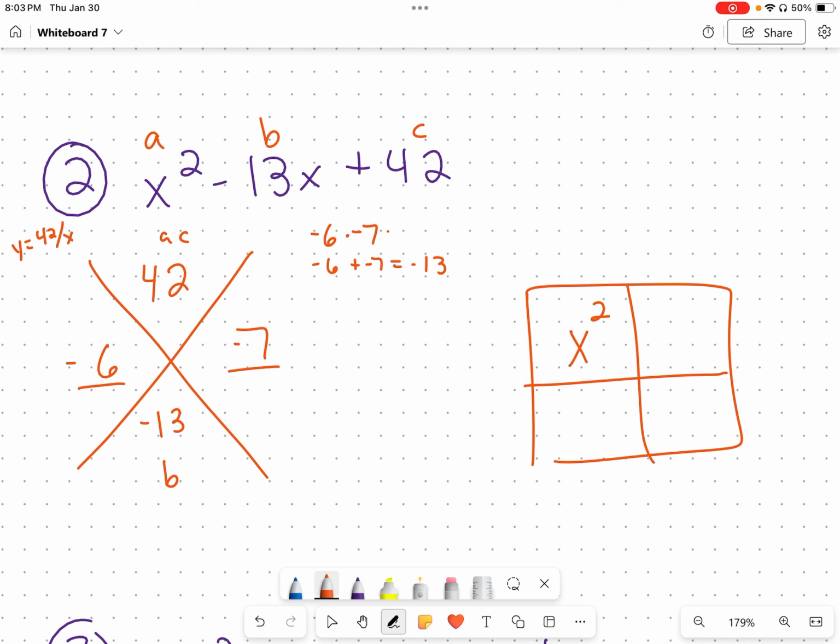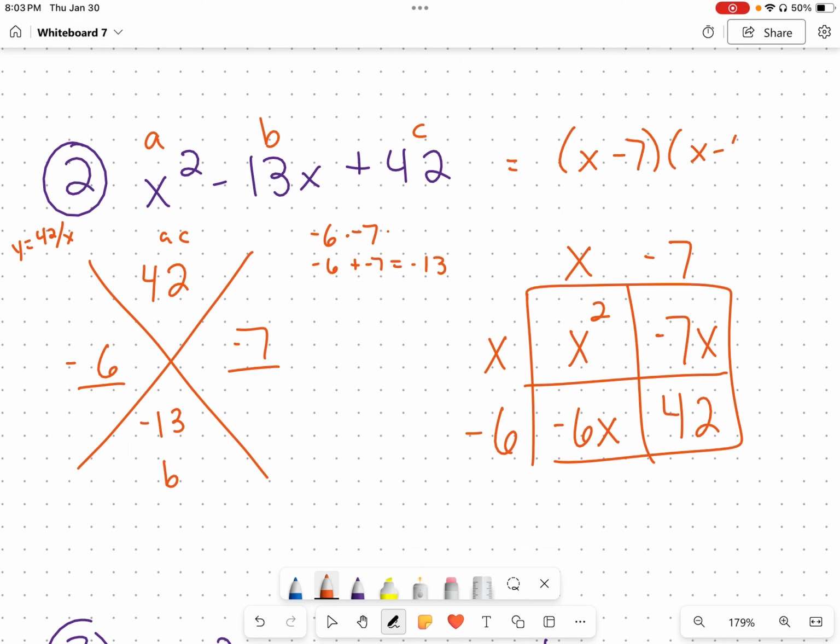Okay, so go ahead and fill in your box, first and last term. And then our magic numbers. And then it's x times x to get x squared. So this is x and this is x. X times what gives us negative 7x? It's going to be negative 7. X times what gives us negative 6x? It's negative 6. So then our solution is x minus 7 times x minus 6.